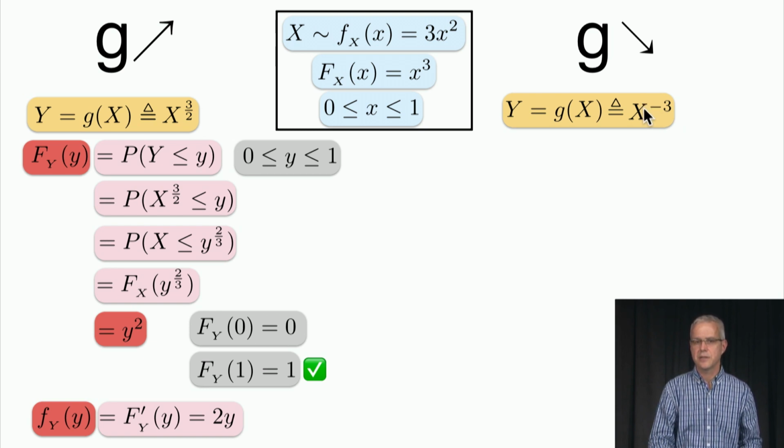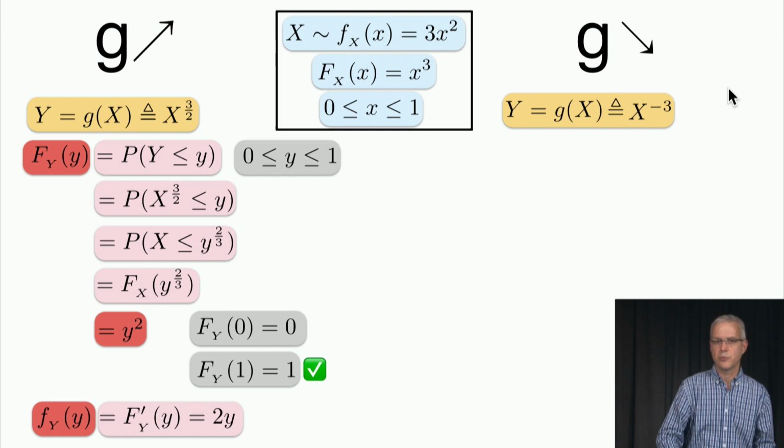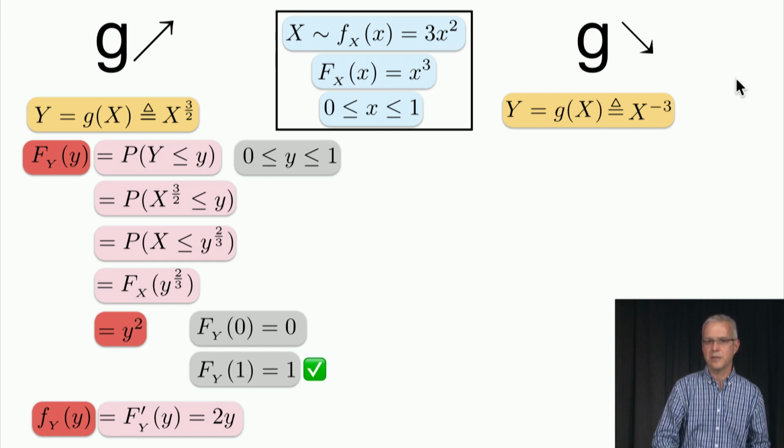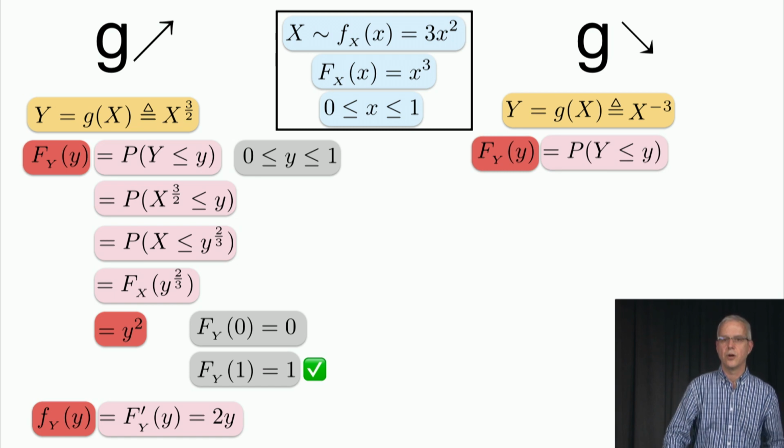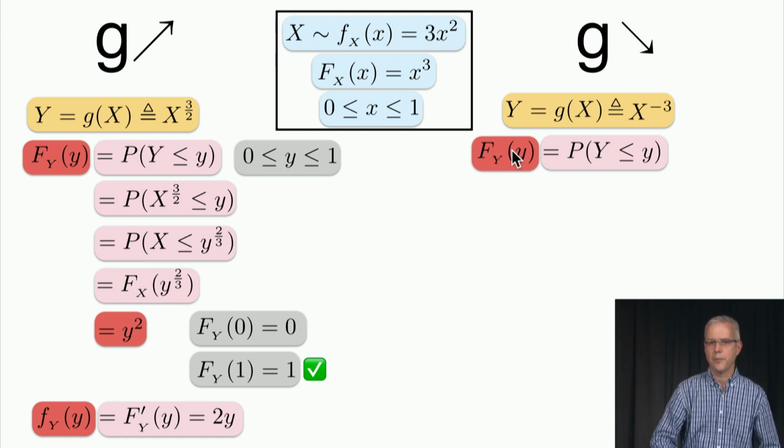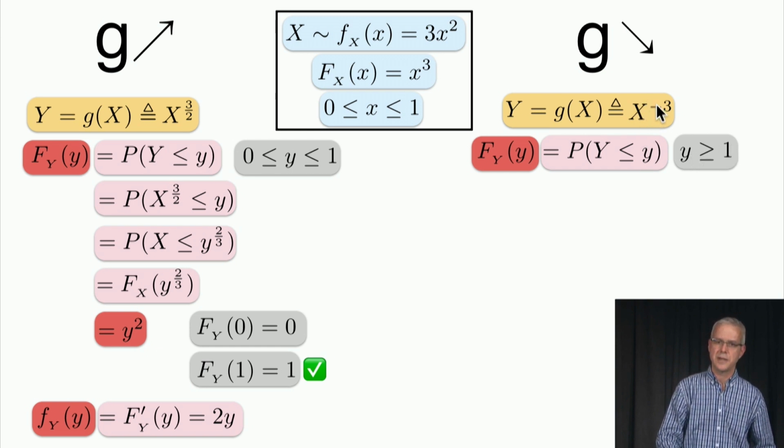And notice that for this decreasing function, because X is between 0 and 1, and we look at 1 over X cubed, it's going to be positive between 1 and infinity. So F_Y of y, the cumulative distribution function, is the probability that Y is less than or equal to y, which will be positive only when y is bigger than 1, because we have 1 over X cubed and X is between 0 and 1. So this will be a number bigger than or equal to 1, between 1 and infinity.